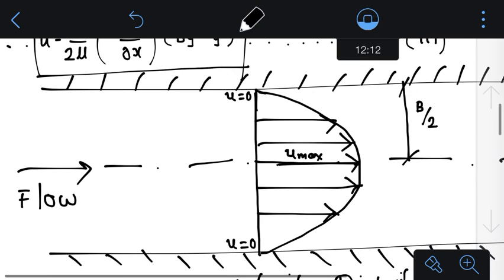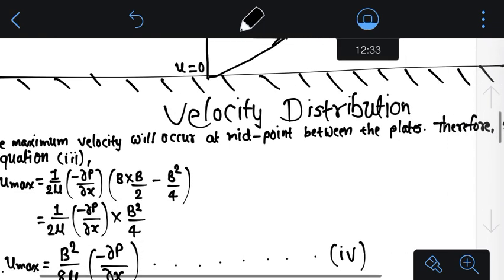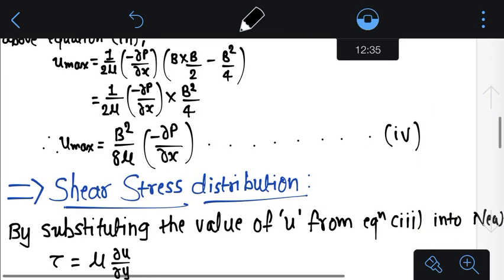First of all, let me remind you that this velocity distribution is exactly the same as we have seen in the case of the circular pipe. But in that case, the maximum velocity was occurring at the center of the pipe, whereas here you have to mark that it will occur exactly at the midpoint between these two parallel fixed plates, right? So moving further, we'll now see the shear stress distribution.